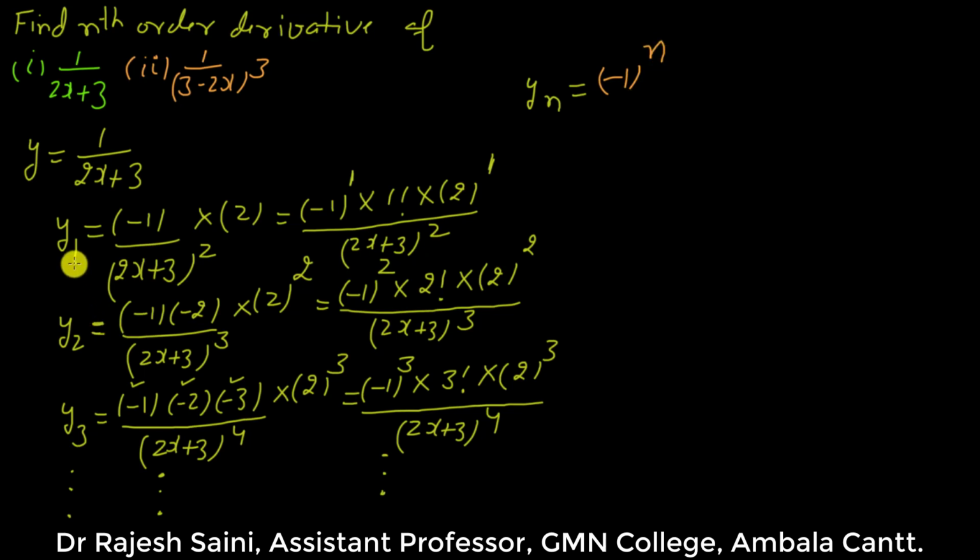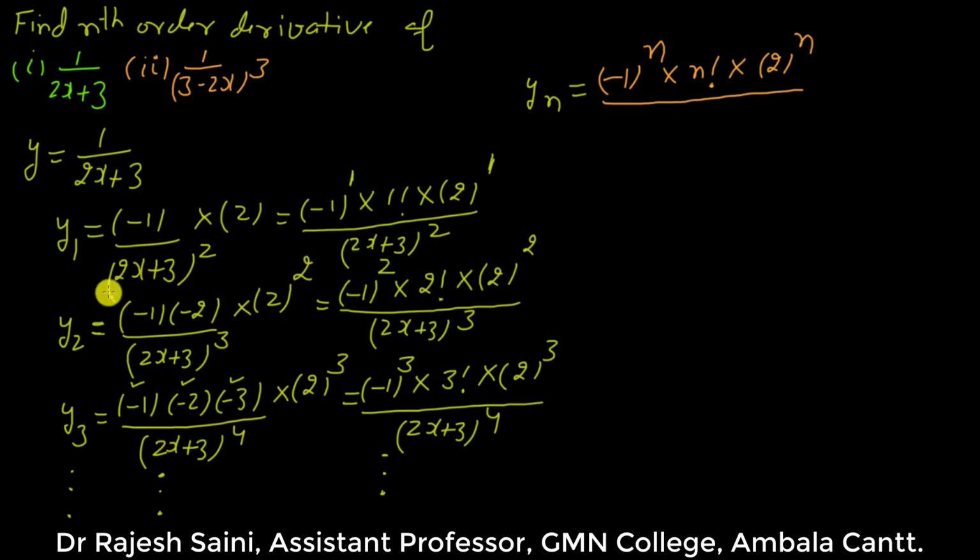Now again look at it. When here is 1, here is 1 factorial. When here is 2, here is 2 factorial. When here is 3, here is 3 factorial. So whenever here will be n, here will be nothing but n factorial. Again look at it, when here is 3, 2 raised to the power 3, when here is 2, 2 raised to the power 2, when here is 1, 2 raised to the power 1. So it is obvious that whenever here will be n, here will be 2 raised to the power n.